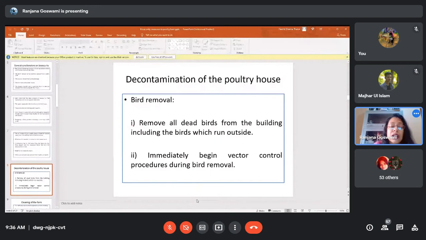Just carry on. Immediately, after removing the bird and the litter material, we have to see whether there is any hole, whether the net is proper or not, whether there is any hole in the net. So we have to take care of all this so that from outside nothing can come inside the house.